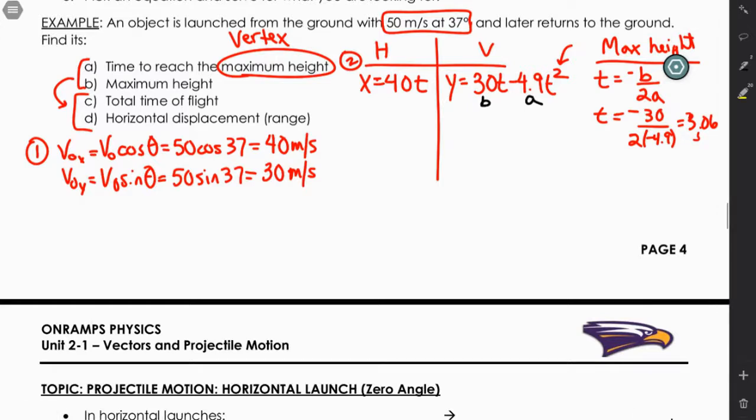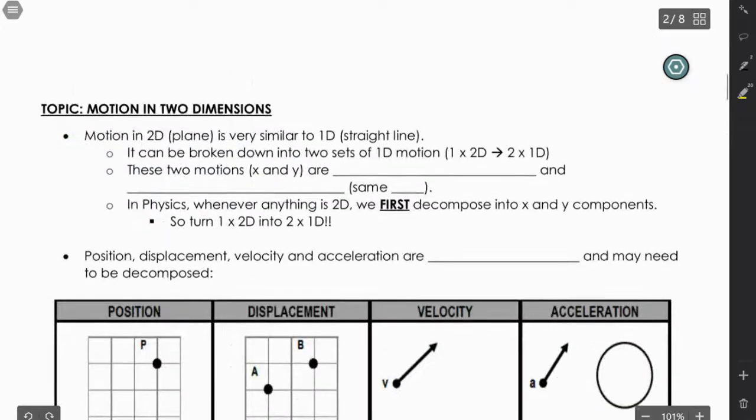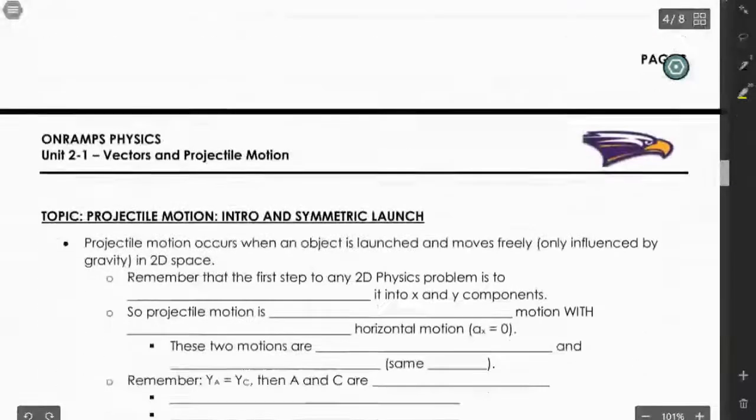Now, what is the maximum height? Now what I do is plug in that 3.06. I may run into the... apologize for that.